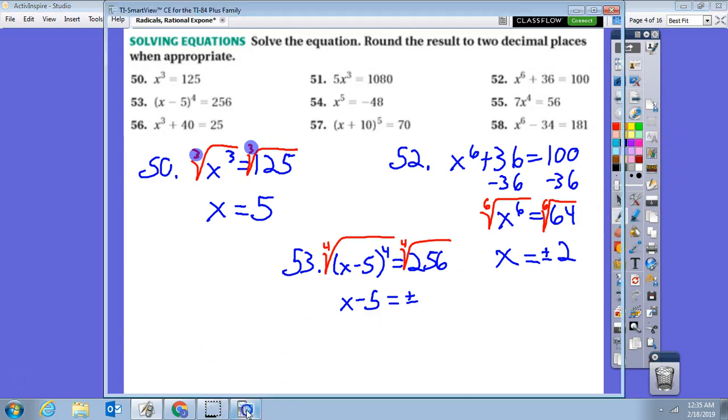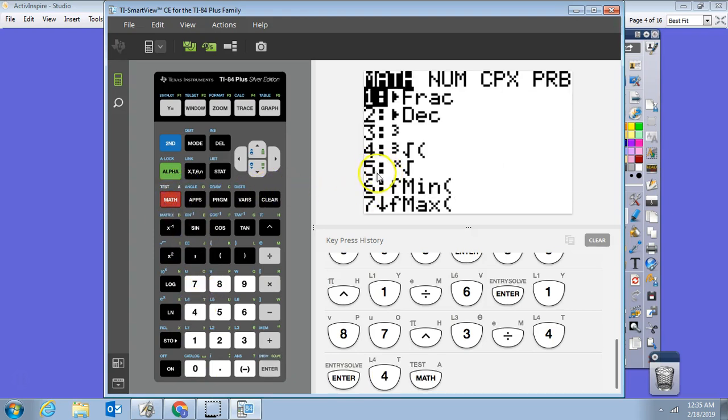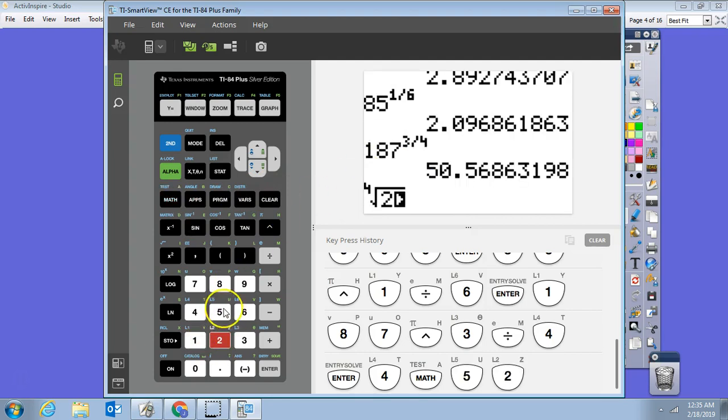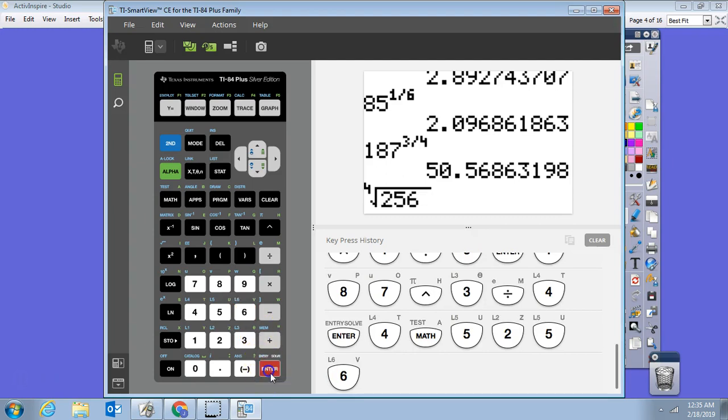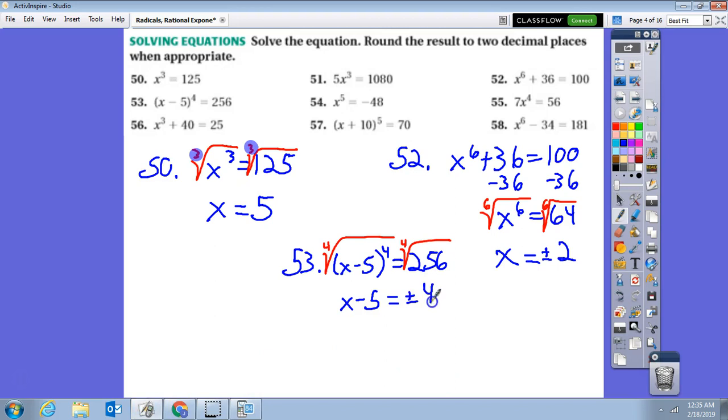Since I've been talking about the calculator, I'm going to go ahead and show you what I mean. You can do a 4, hit the math button, go down to number 5 here, so it makes it a fourth root of 256, press enter, it's 4. 4 times 4 times 4 times 4, or 4 to the fourth power, is 256. But on this one, it is a little bit different because you still have the minus 5 over here with the x. You'll need to add the 5.